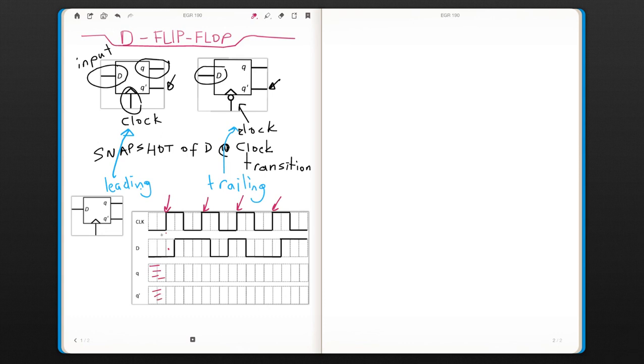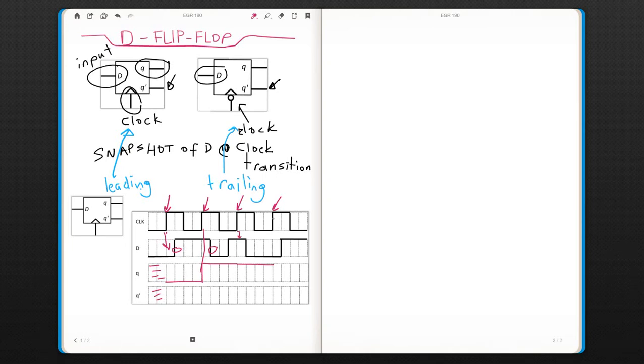But as soon as we see the leading edge, all we need to do is look at what the input is at that time. It is zero, so the output is going to be zero. I don't care about D after that unless I see another leading edge. Now I see a leading edge here, and the input is one, so that's where I'm going to go to one. Again, this transition doesn't matter, and this transition doesn't matter because there is no clock transition at that moment. So I keep on going until I see another leading edge. I look at the input and it is still one, so I keep on going.